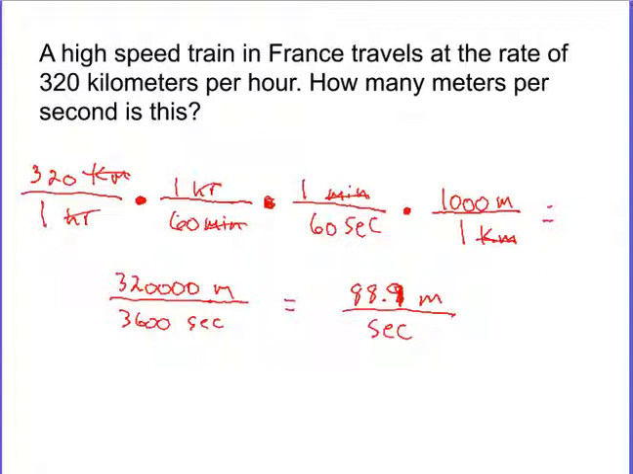88.9 meters is almost the length of a football field. So a football field in length every second is how fast that train is traveling. That's pretty fast. All right.